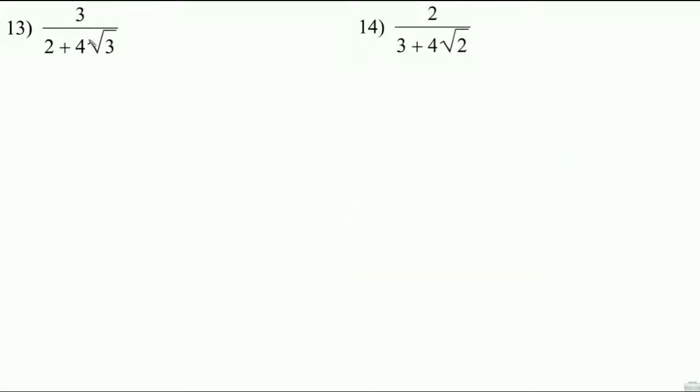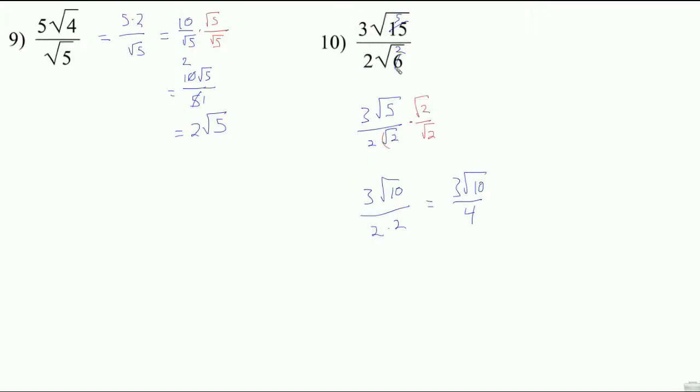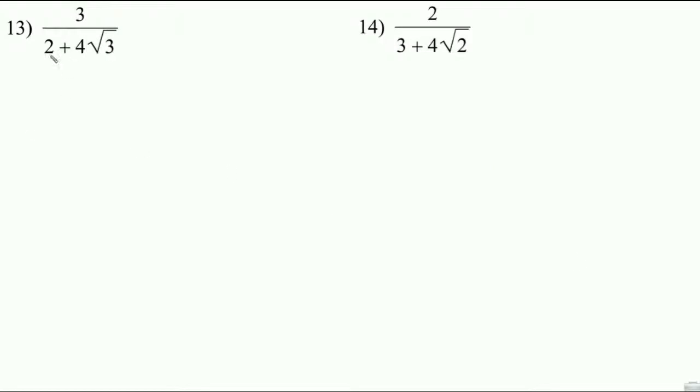Numbers 13 and 14 bring a new aspect. Now we have a binomial in the denominator. With a binomial in the denominator, we can't just multiply by root 3 over root 3. That's what we could do if there was a monomial, or single term, in the denominator, like that one and this root 6, which ended up being a root 2, or this root 5. But we cannot do that when we have 2 terms.